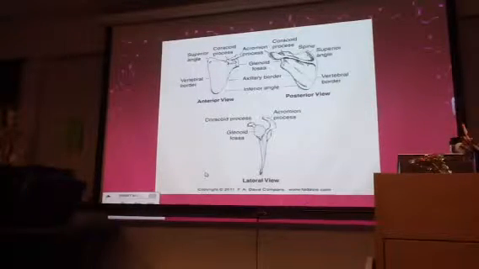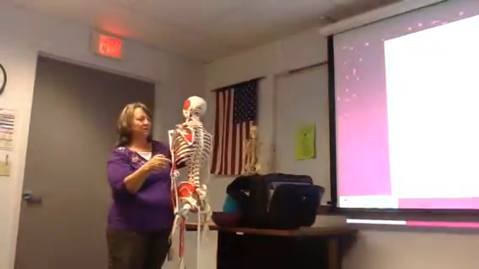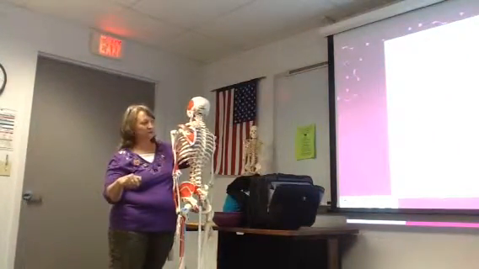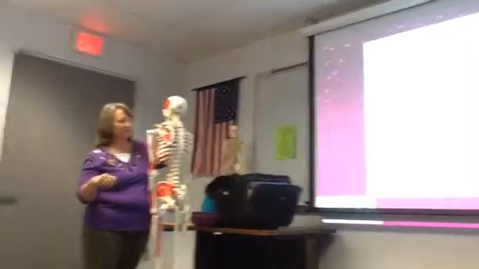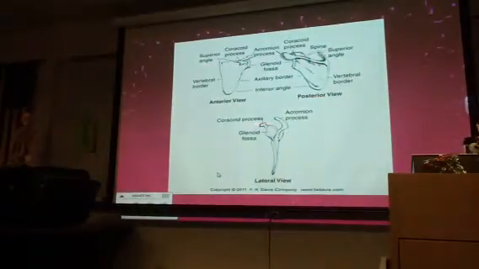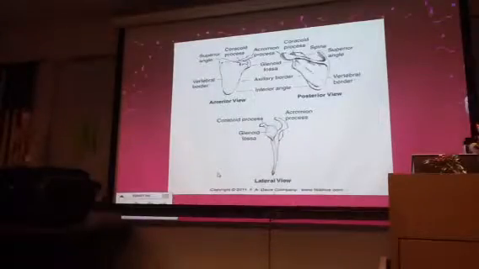Looking anteriorly, the most prominent structure you're going to see is the coracoid process, and then you've got a little bit of the acromion that you see there. Posteriorly, you've got the spine of the scapula that terminates in the acromion process. This is the lateral view, so looking at it from this way, you clearly see the coracoid process. Here's your axillary border, there's your acromion, and there's your coracoid.